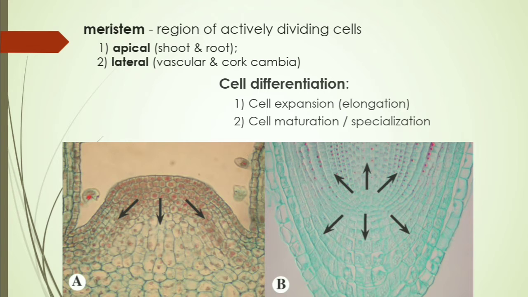Meristem, region of actively dividing cells. So there is apical meristem and lateral meristem, shoot apex and root apex. Lateral meristem includes vascular and cork cambium, and the meristematic cells further differentiate to form permanent tissues. So cell differentiation occurs in two ways. One is elongation or expansion of the cell, and then the maturation or specialization of the cell so that the cells may perform specialized functions.